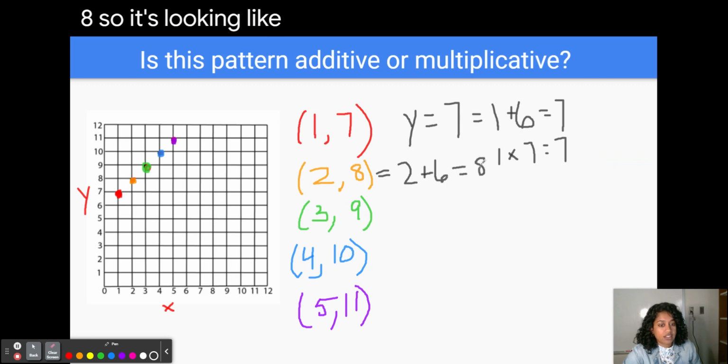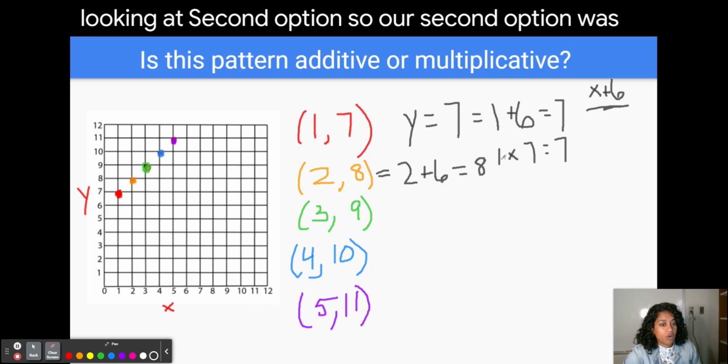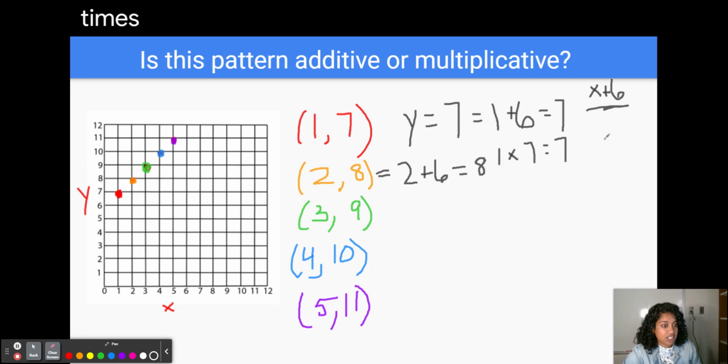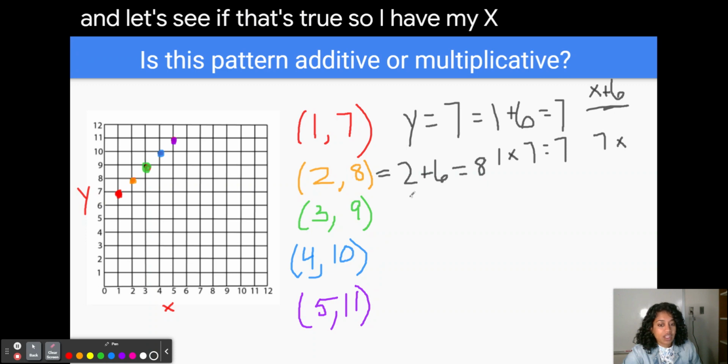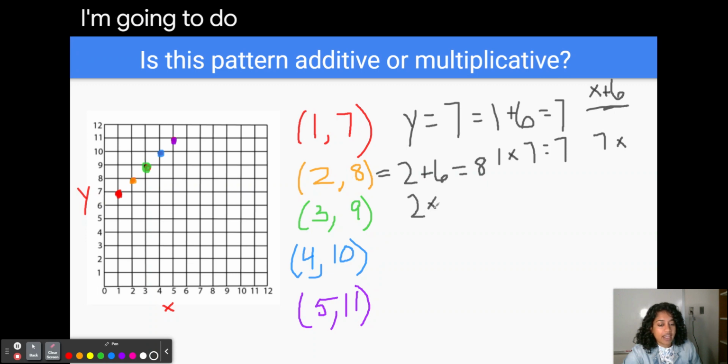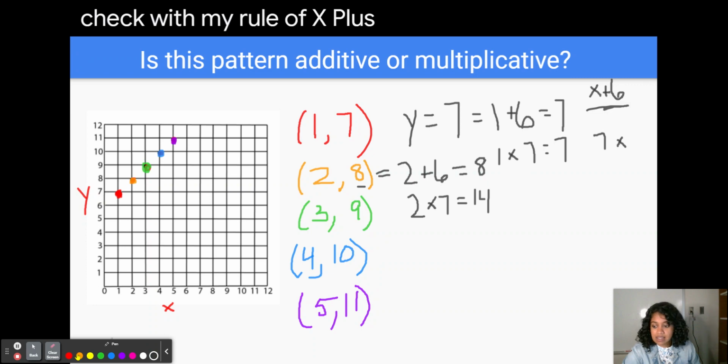So it's looking like it could be my addition problem of x plus 6. That could be the rule we're looking at. Okay, so we have that. Now let's look at our second option. So our second option was x times 7. So we're going to go ahead and put down 7x, and let's see if that's true. So I have my x, that's 2, and I'm going to do times 7. That equals 14. That is not the same as 8, so that is wrong. So I'm going to go ahead and check with my rule of x plus 6.